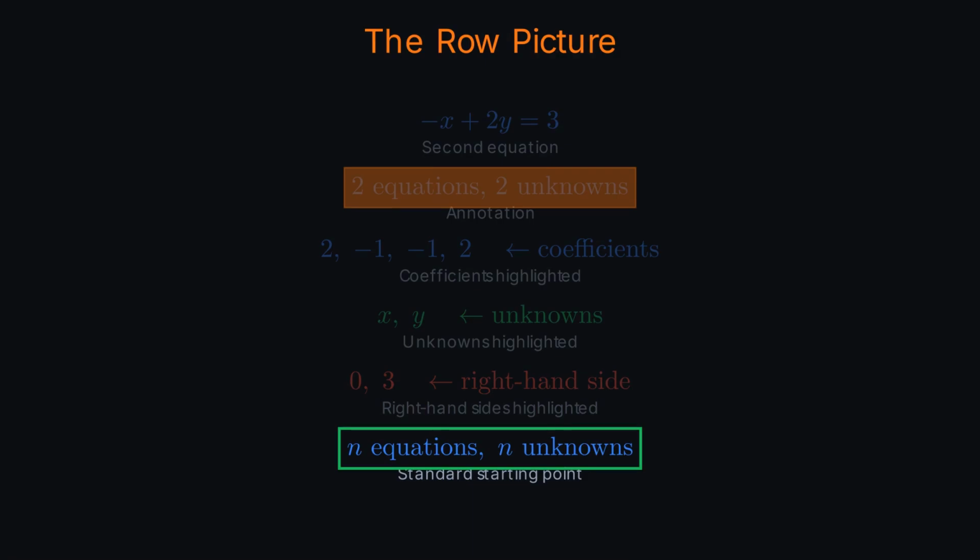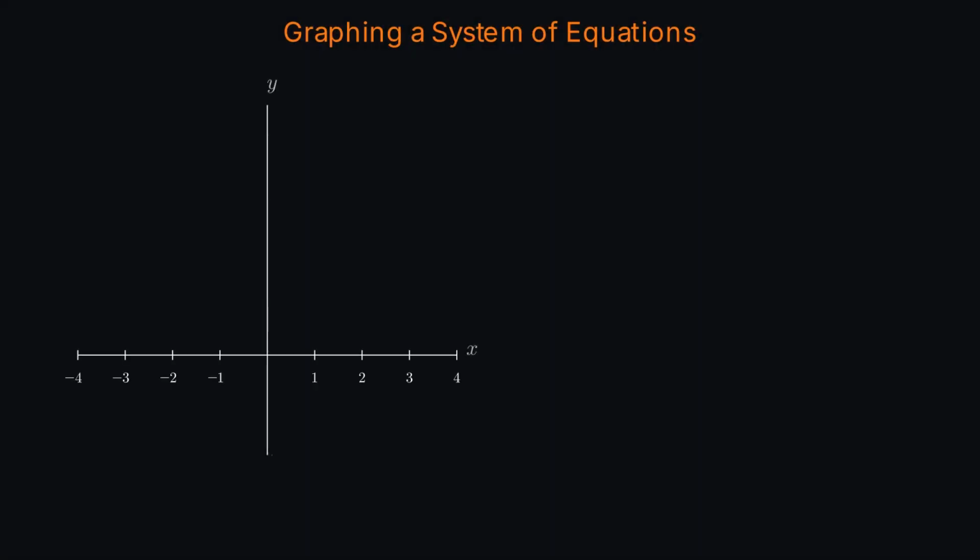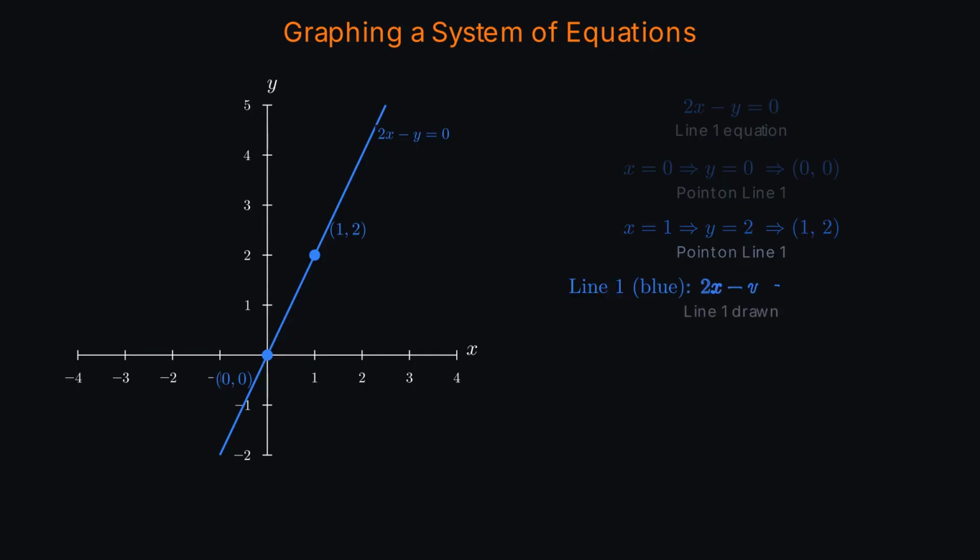Now let's see the geometry. Take the first equation, 2x minus y equals 0. Every xy pair satisfying this equation forms a line. When x is 0, y is 0. When x is 1, y is 2. Connect those points. There's our first line, passing through the origin with slope 2.